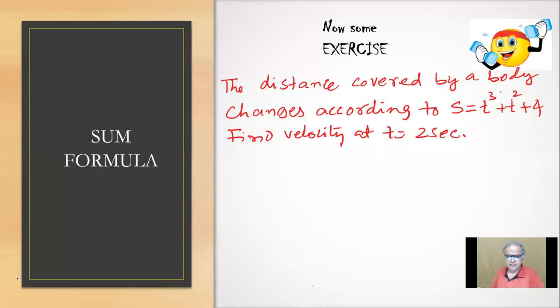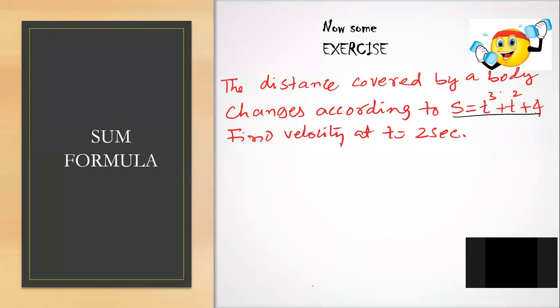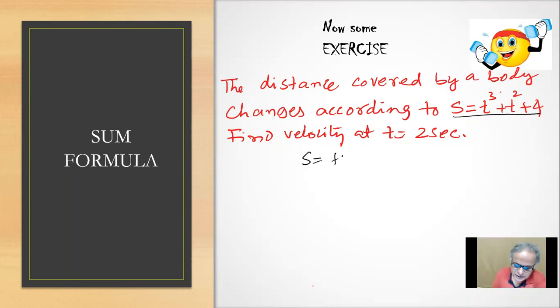Yeah, Sai Ganesh. The distance covered by a body changes according to s is t cubed plus t squared plus 4. Find velocity at t equals 2 seconds, right? So when somebody says find the velocity at t equals 2 seconds, he means to say find out the instantaneous velocity at 2 seconds, right? And if s is given as a function of time like that, instantaneous velocity is what?